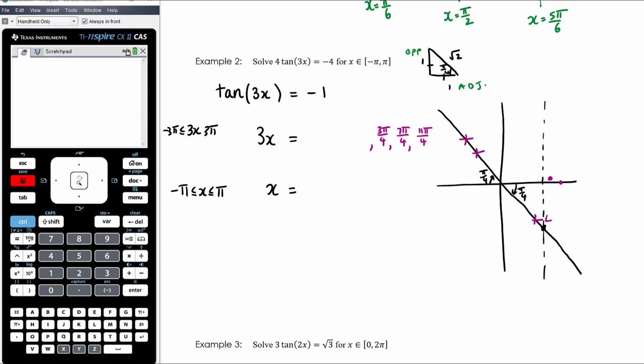Okay, let's think through our negative solutions. Let's think about our negative solutions.